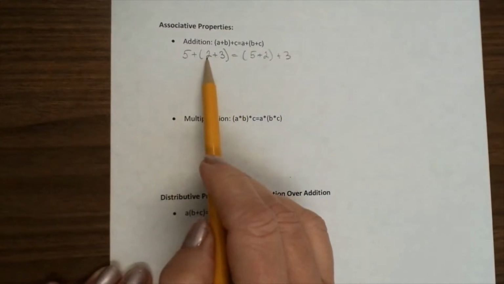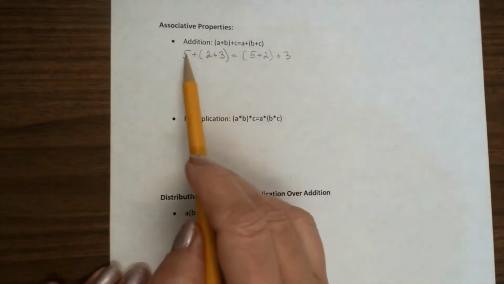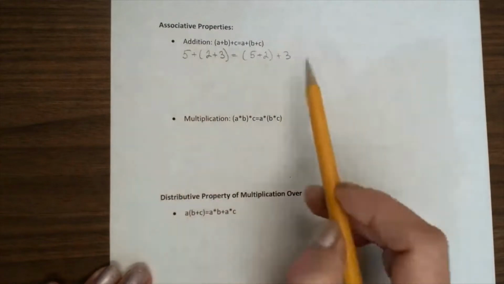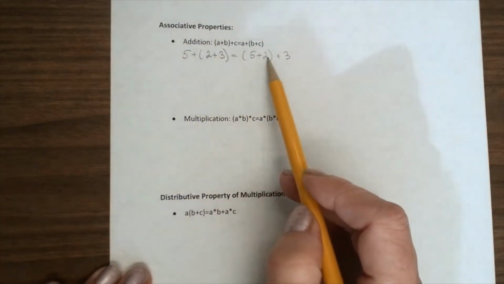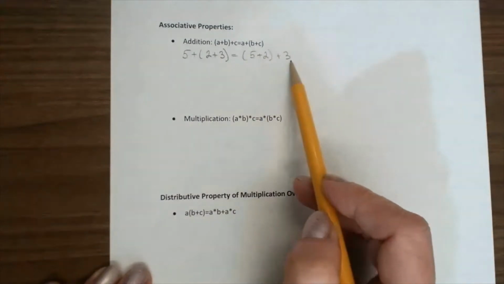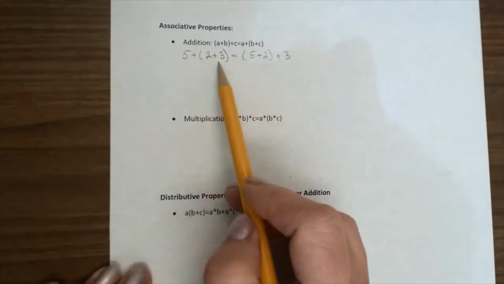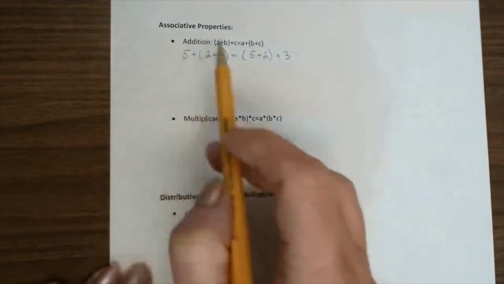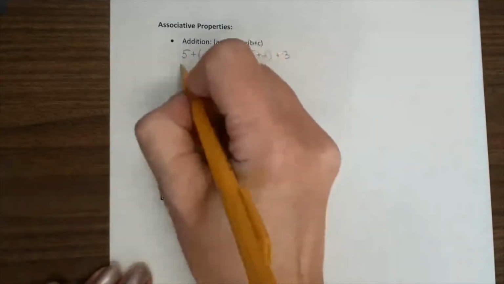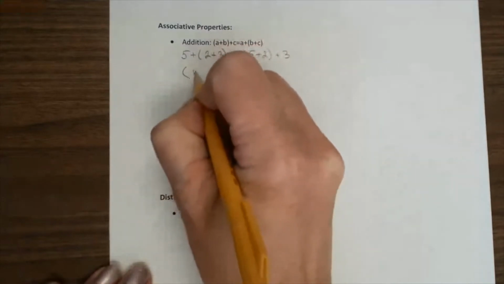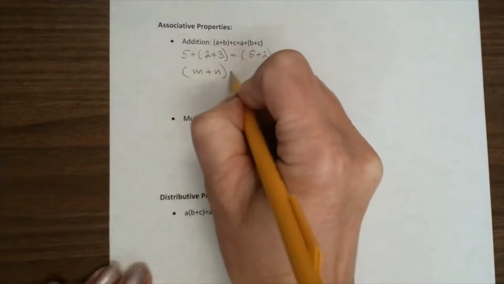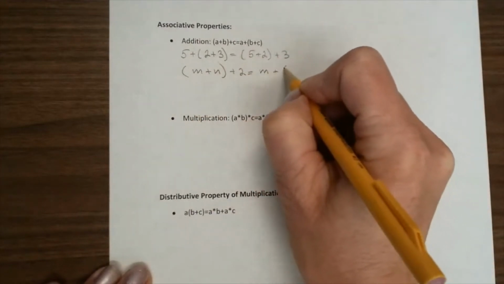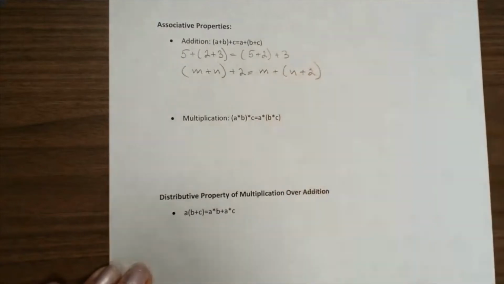You know the order of operations. 2 plus 3 is 5. 5 plus 5 will be 10. On the other side, 5 plus 2 is 7. 7 plus 3 is 10. So we have 10 on the left and 10 on the right. So this is how this rule works. What if we have the variables, m plus (n plus 2)? It will be exactly the same as (m plus n) plus 2.